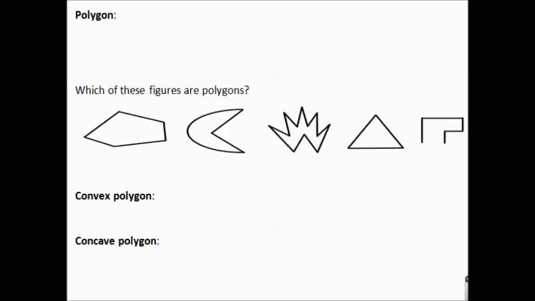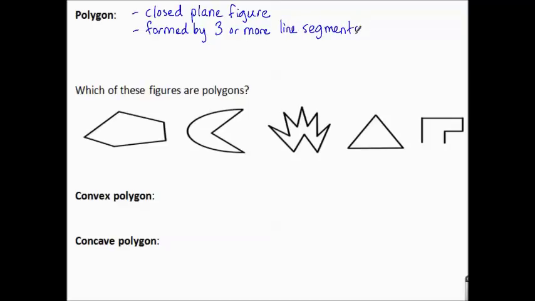A polygon, some notes to know about it, is a closed plane figure. It's closed. It is formed by 3 or more line segments, and these line segments are called the sides of the polygon. Each endpoint of a side is called the vertex.